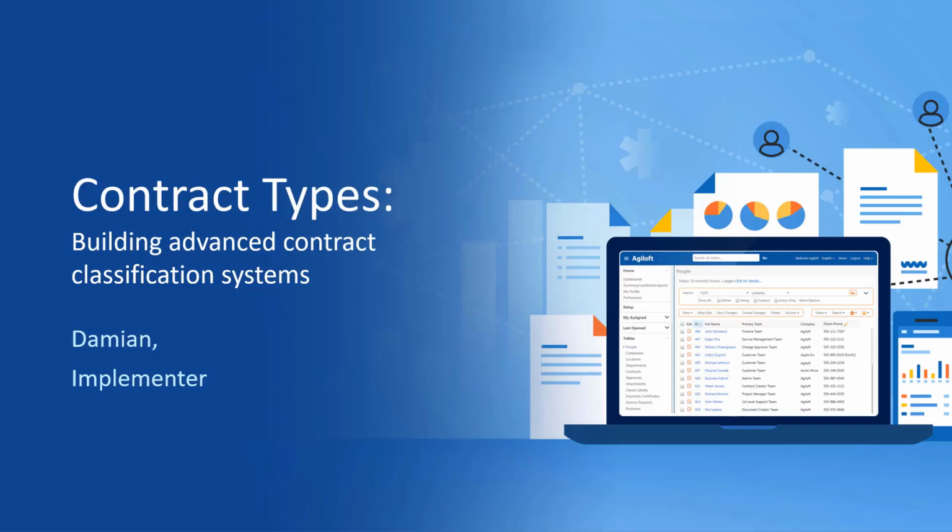Hi, I'm Damian, and I'm going to be talking to you about advanced contract classification in Agiloft. Specifically, some ideas on how to make the best use of the contract types table to structure and manage contract metadata. I'm going to assume that you're familiar with the contract types table in Agiloft's out-of-the-box system, but I'll take a brief look at that table first for inspiration on how to expand it into a more powerful classification system.